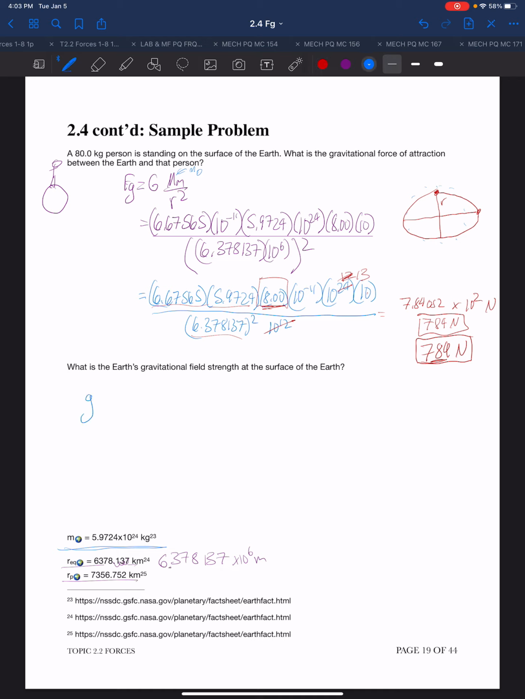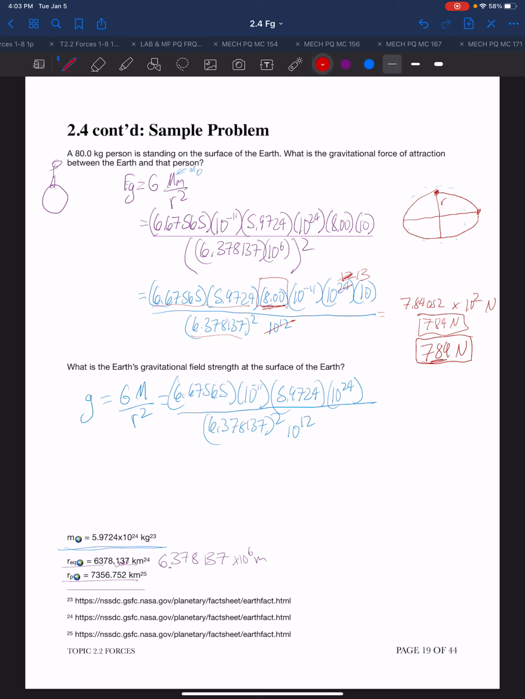So we'll start with g is big G, big M over R squared. And that is 6.67565 times 10 to the minus 11th, which I'm going to do in parentheses, times 5.9724 times 10 to the 24th. Notice we're missing that person's mass. And we have a distance between the centers of 6.378137 squared times 10 to the 12th.